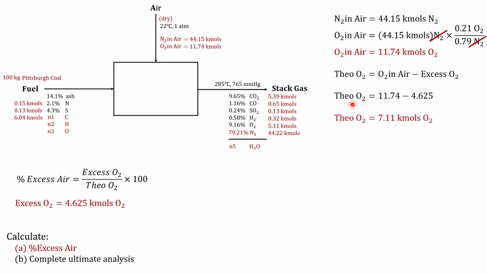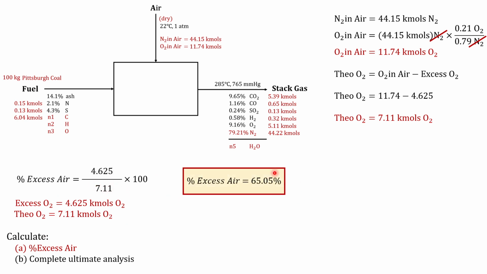Next, we can solve for our TiO2 by subtracting the excess O2 from O2 in air. So we have 7.11 kmoles of TiO2, or the required oxygen for the complete combustion of the 100 kilogram coal. Finally, we have complete data to solve for our percent excess air. By plugging them into the formula, the percent excess air is equal to 65.05%.